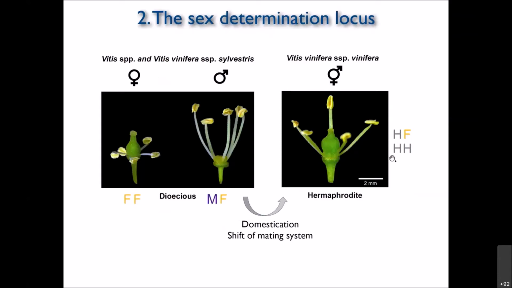And when I say, for example, that it's like humans, XY and XX, I do want you to keep in mind, however, that there are not separate sex chromosomes in Vitis. There's, in fact, a small region on chromosome 2 that determines sex, and that region had been mapped previously.